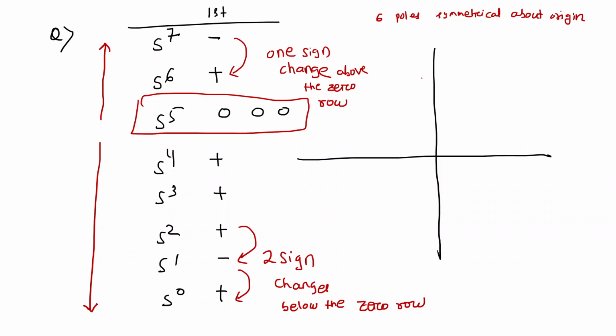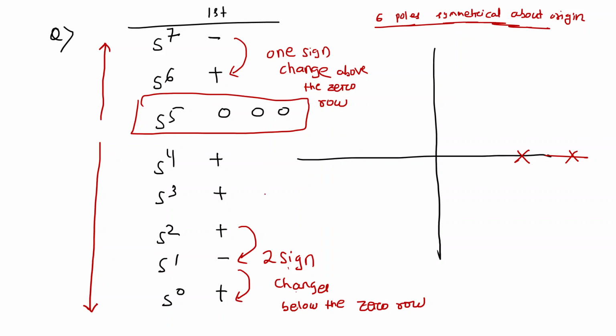Now remember that you have to place these 6 poles symmetrical about origin. Whenever a row of 0 occurs, you see below how many sign changes there are. Two sign changes means two poles lie on the right hand side. The number of sign changes is the number of poles on the right hand side. But I am now dividing this question into two sections to understand the exact pole location.